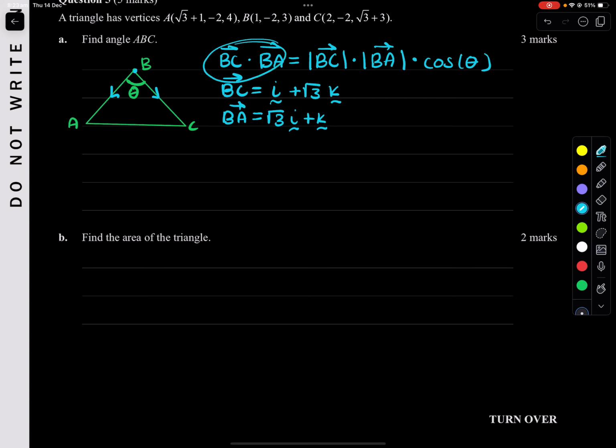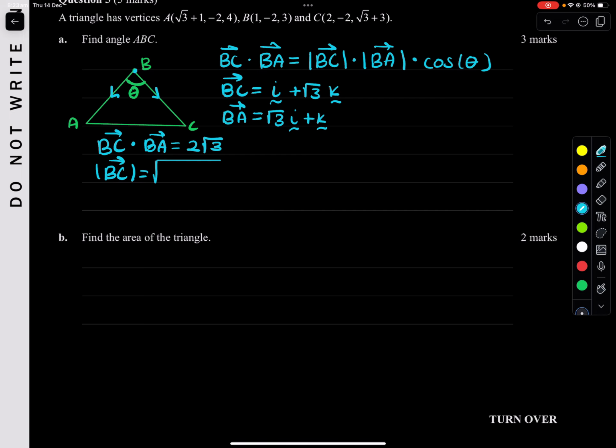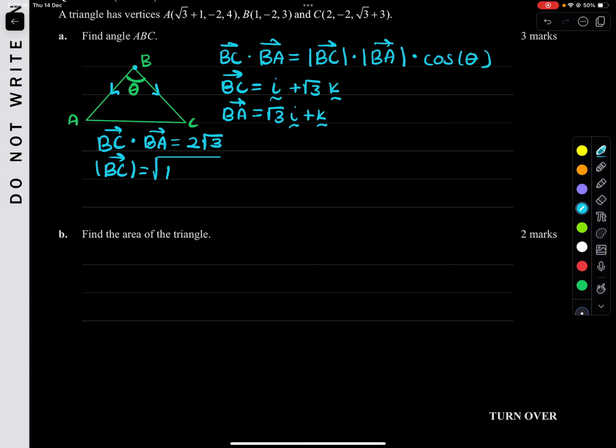Now we need to find the dot product of both of them. So BC dot BA. Well, what's 1 times root 3, which is just root 3? And what's root 3 times 1, which is plus root 3? So it's overall 2 root 3. So what's then the magnitude of BC? It's just going to be the square root of 1 squared, which is 1, and root 3 squared, which is 3, so it's 2. And it's the same for BA, as we can see. So the magnitude of BA is the same, which should also be 2.